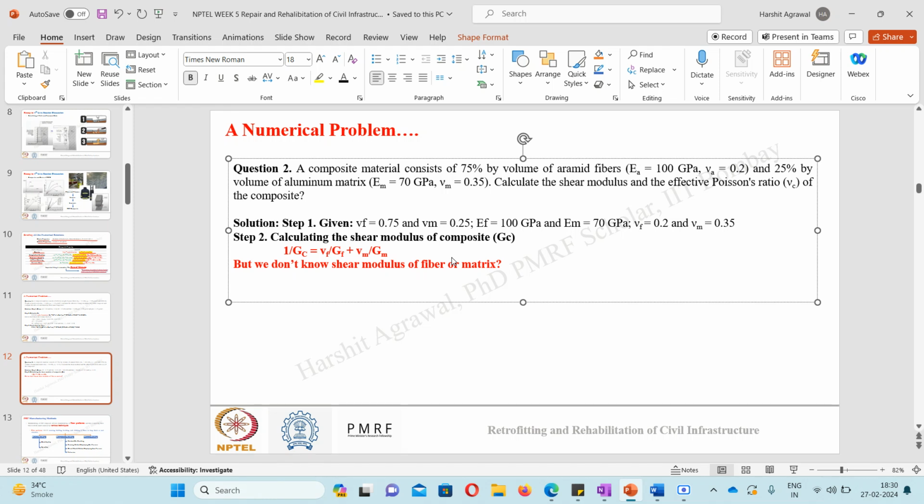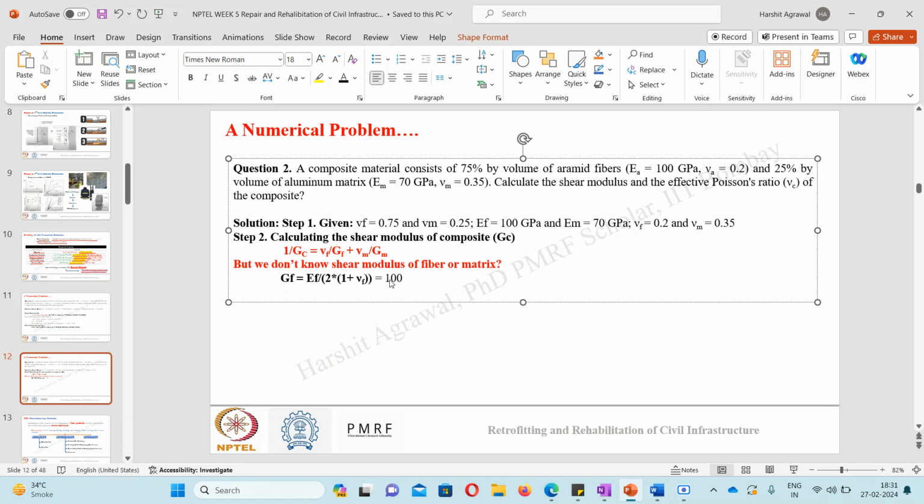There is one relationship that you can additionally remember. Shear modulus is related to Young's modulus by this relationship: G is equal to E upon 2 times (1 plus Poisson's ratio). You can remember this because it will be very useful ahead in your exam. Maybe in the exam you get the modulus of elasticity directly and a question is asked about shear modulus, so you need to remember this formula. Using it we can calculate the shear modulus of fiber very easily.